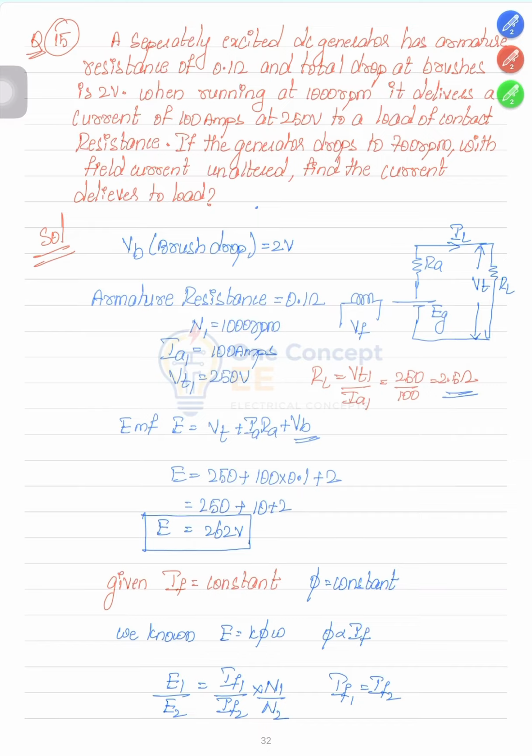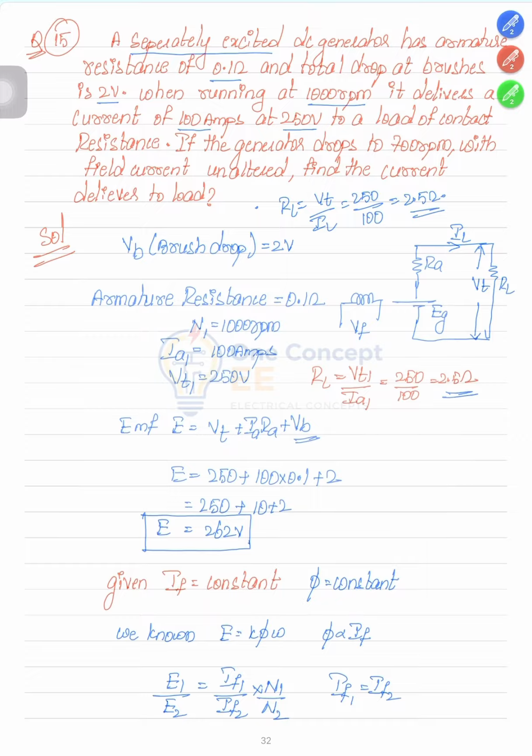This is one of the DC machine questions. Let's solve this question. Given it is a separately excited DC generator with an armature resistance of 0.1 ohm and a total drop across the brushes of 2 volts. Initially it is running at 1000 rpm and delivering a load current of 100 amps at a terminal voltage of 250 volts. Means the load resistance will be Vt by IL. Terminal voltage is given as 250, load current is 100 amps, then load resistance will be 2.5 ohm.